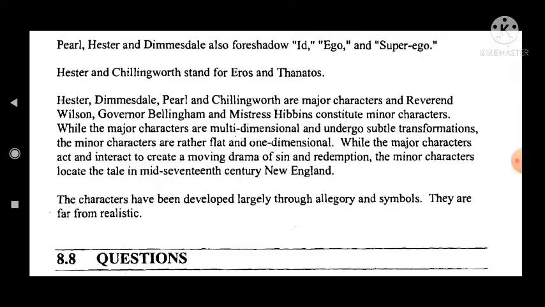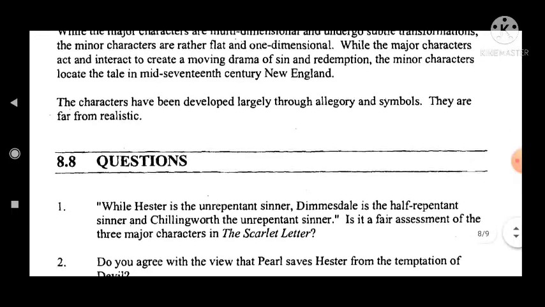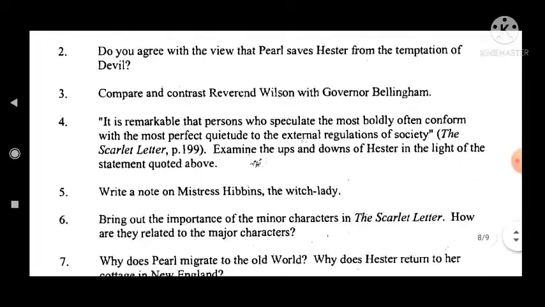The characters have been developed largely through allegory and symbols. They are far from realistic. Okay.